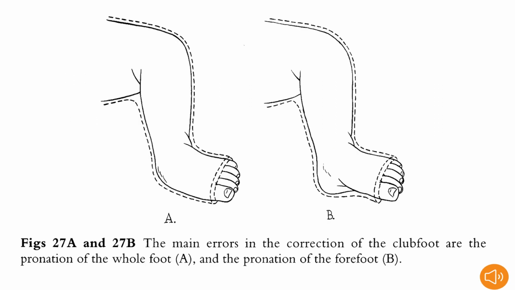This slide shows the main error in correction of clubfoot in Kite's method. Here in B, you can see there is pronation of the forefoot or eversion of the forefoot. Now this is due to the incorrect method of Kite, which corrects the adduction deformity first and does not look into cavus.